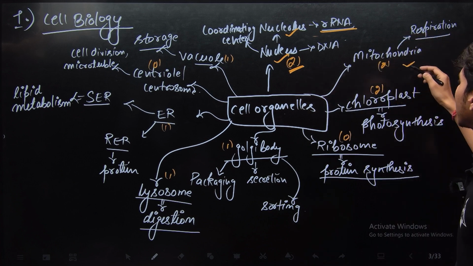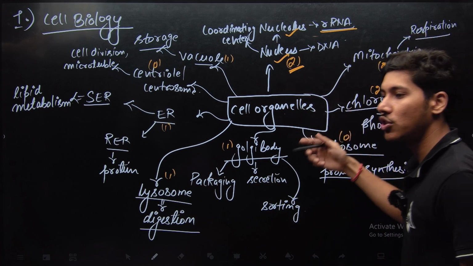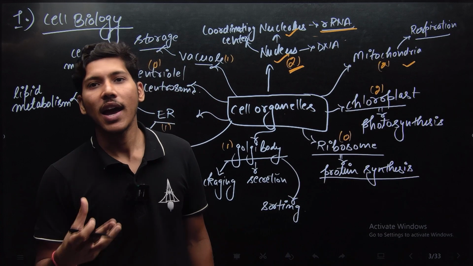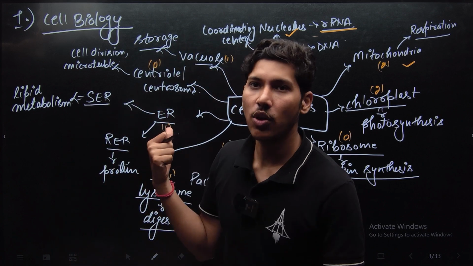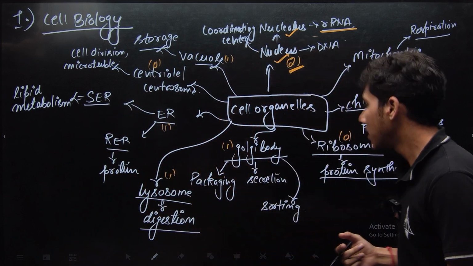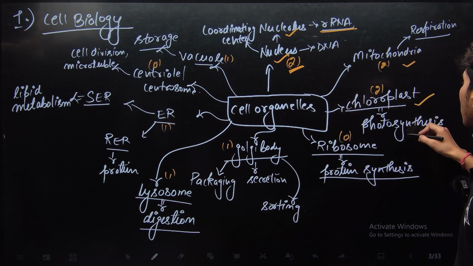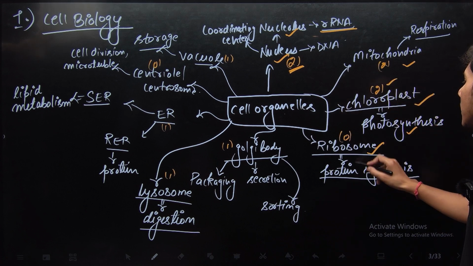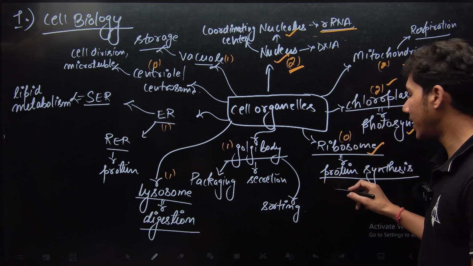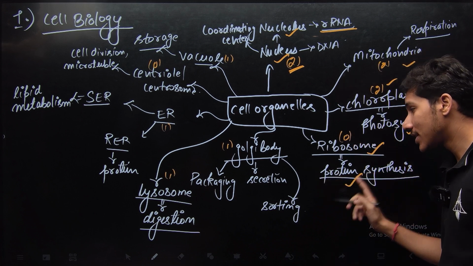Followed by mitochondria. We know that mitochondria is known as the powerhouse of the cell, and respiration happens in this cell organelle, and it is also a double membrane system. Chloroplast is also a double membrane system, and it is involved in photosynthesis. Ribosomes do not have any membrane, and they are involved in protein synthesis.